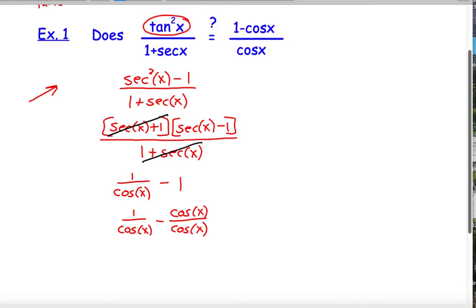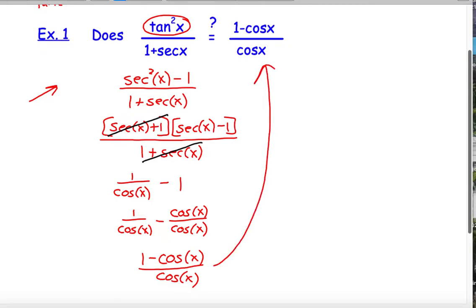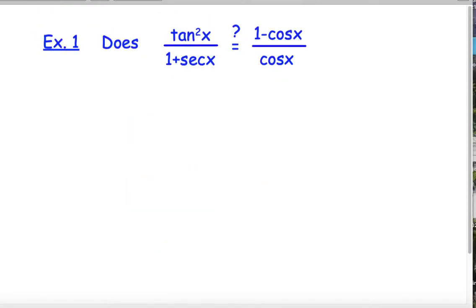And now I can combine these, and I get 1 minus the cosine of x all over the cosine of x. And that's exactly what I needed to get it to look like. So now I have proven that tangent squared of x over 1 plus secant is equal to 1 minus cosine over cosine. And so that's the idea of proving an identity. Let's look at some more examples.